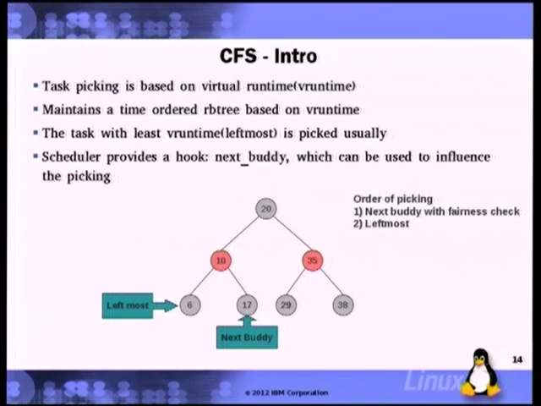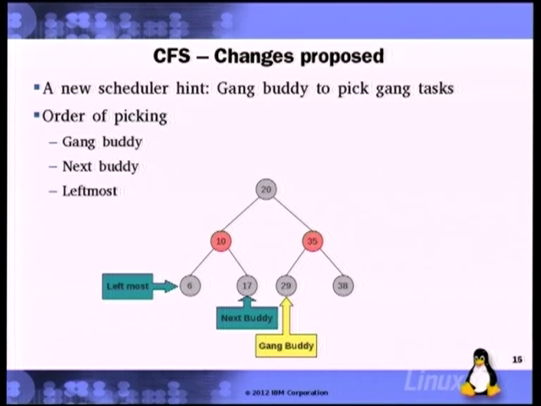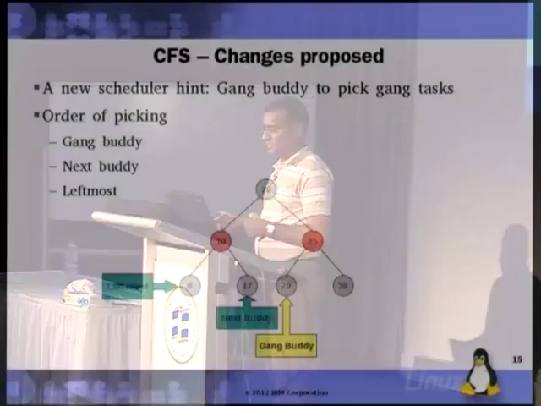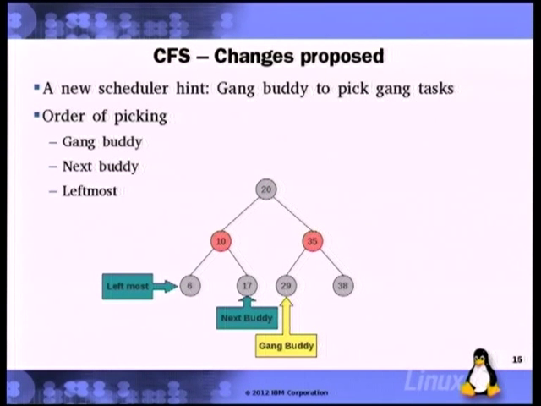So what are the changes that we are proposing for gang scheduling? We are adding a hint called gang buddy. The gang buddy would pick gang tasks unconditionally. The reason is we need to make sure that all the tasks come simultaneously on all the CPUs, because they are running on different CPUs. So the order changes here: the first thing would be the gang buddy if it is set, the next would be the next buddy with the fairness check, and the default case, if both of them are not set, is the leftmost.